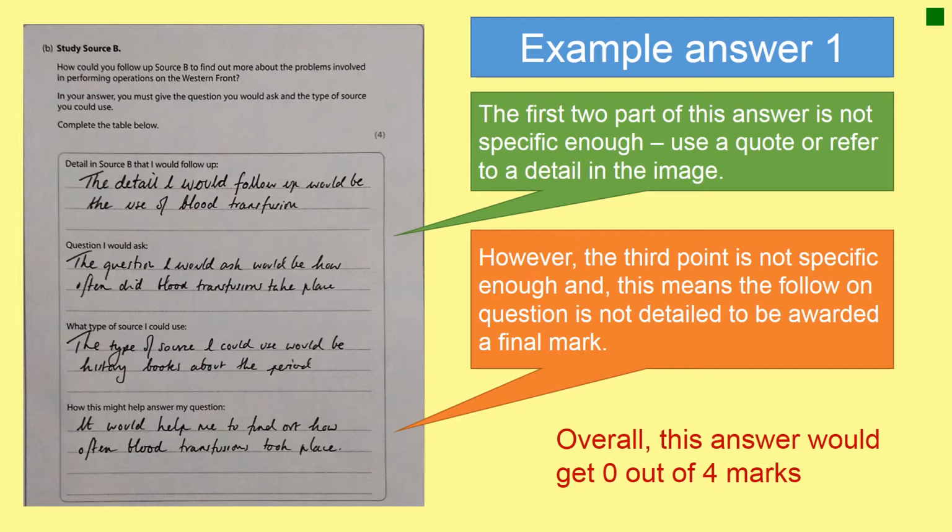The first part is not specific enough. You should look at quoting or referring to a detail in the image. Because that's not going to score any points, it means that's not going to get anything either. The third point isn't specific enough. History books could be anything, which means that this isn't going to get anything. So unfortunately, it's 0.